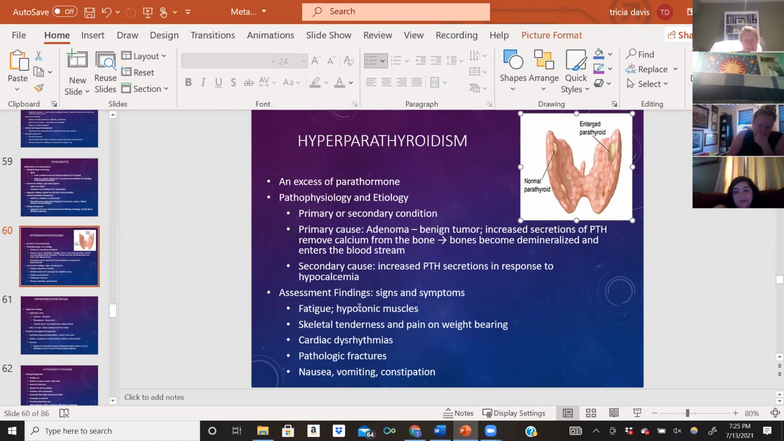So these patients, they will present with fatigue, hypotonic muscles. They may report skeletal tenderness, and then when they stand up, when they're weight bearing, they may report a lot of pain and discomfort. Because of the calcium issues, they are going to be at a high risk for cardiac dysrhythmias, and then also for pathologic fractures because they don't have enough calcium. Nausea, vomiting, constipation.